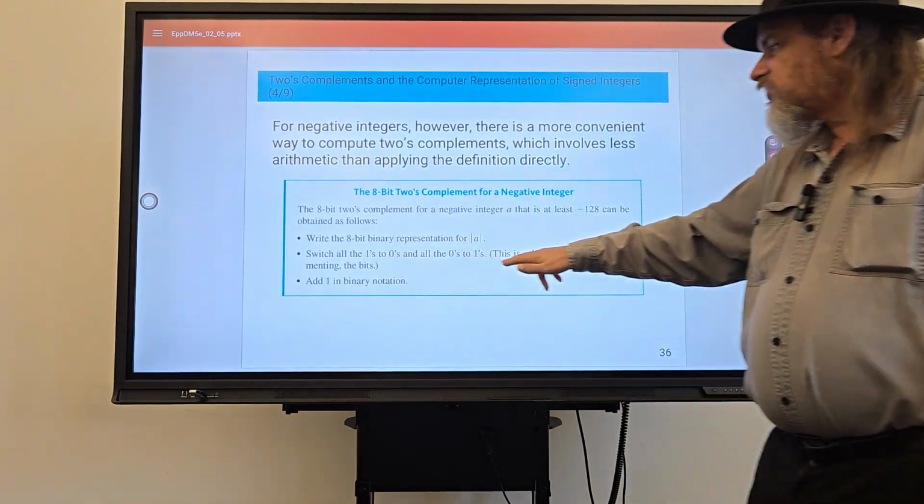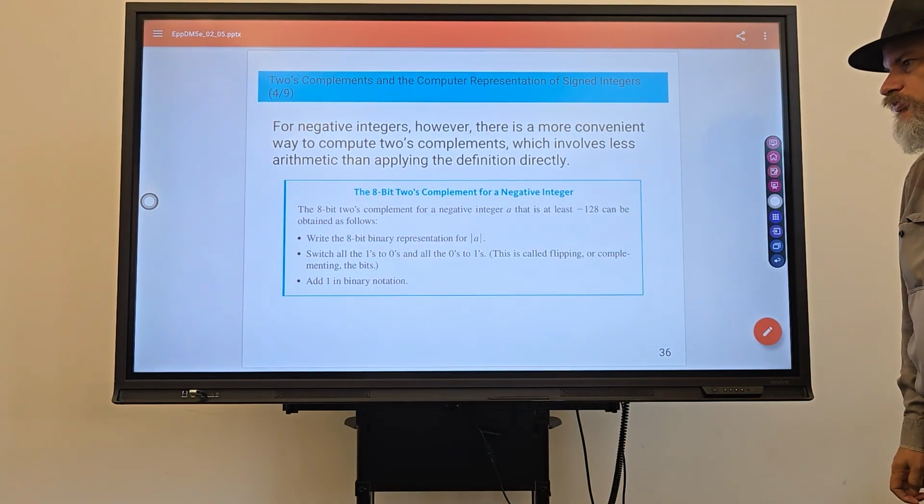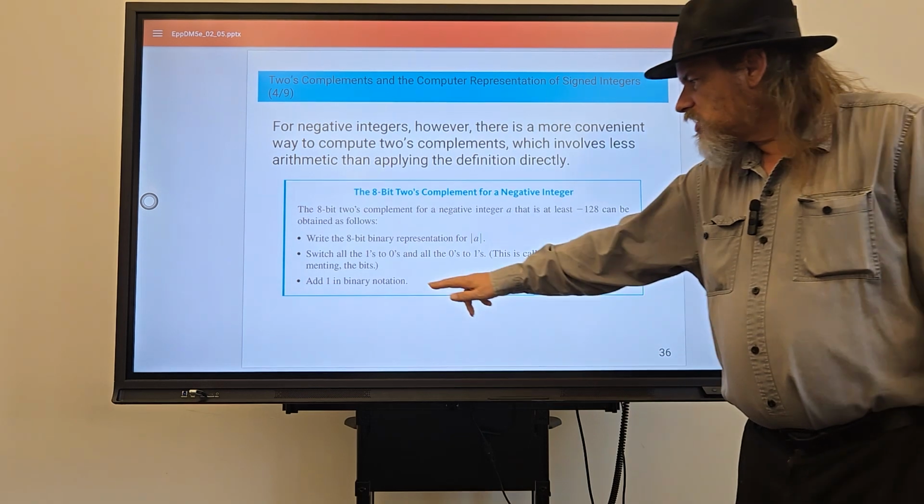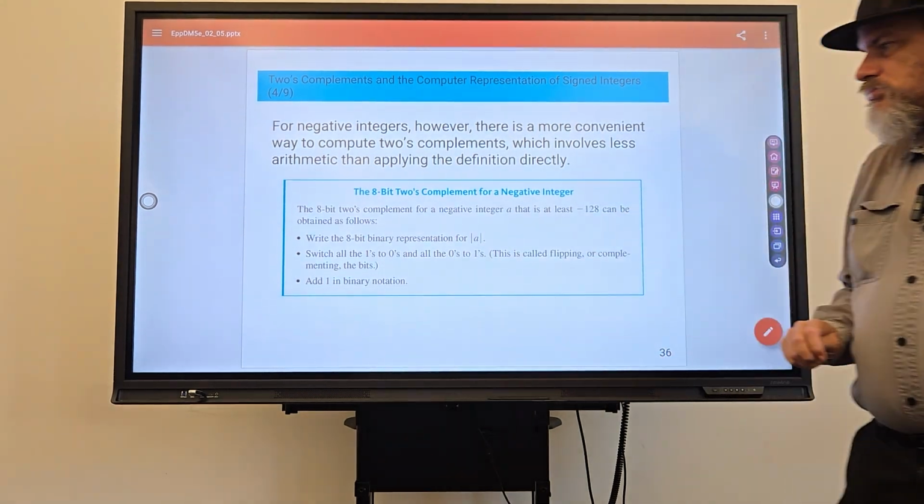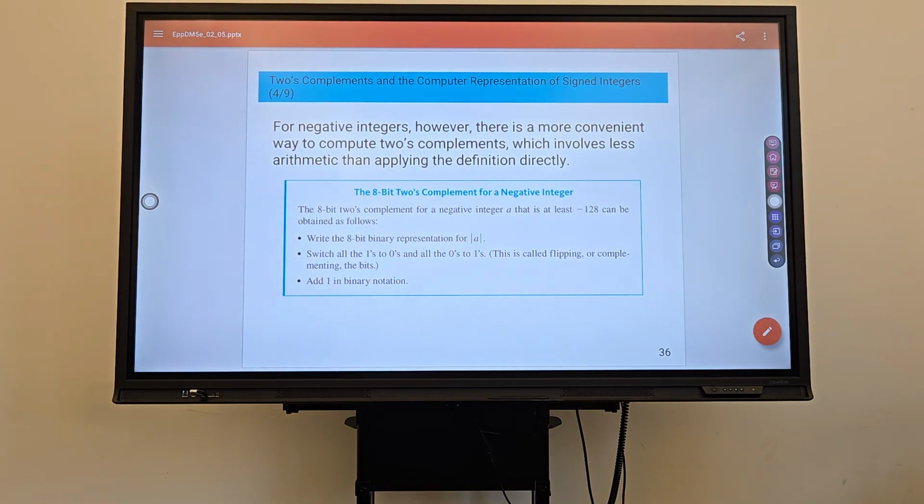Switch all the 1s to 0s and all the 0s to 1s, or flipping the bits, or complementing them, and then add 1 in the binary notation. That gives you the 2's complement representation of the number. And also do the same process to get back to the decimal.